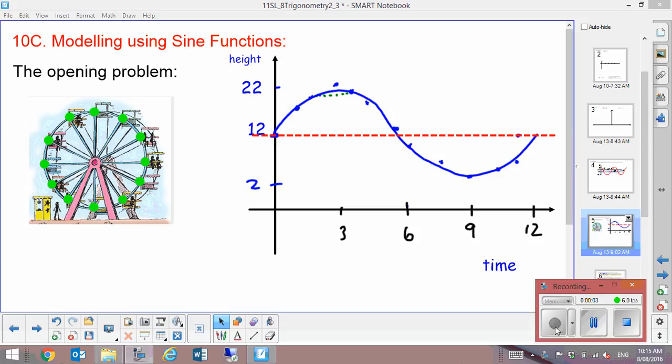Hello IB. Today we're looking at 10C, which is modelling using sine functions. Now we've already probably looked at this opening problem, but just a quick overview. This is the Ferris wheel.